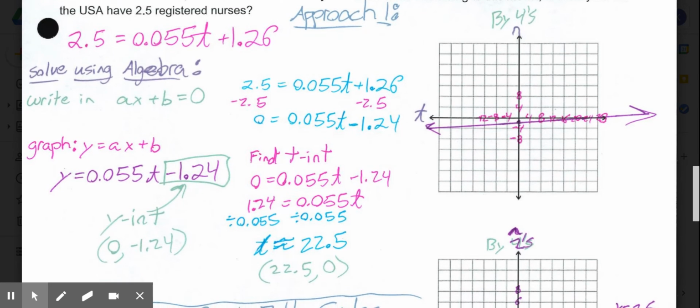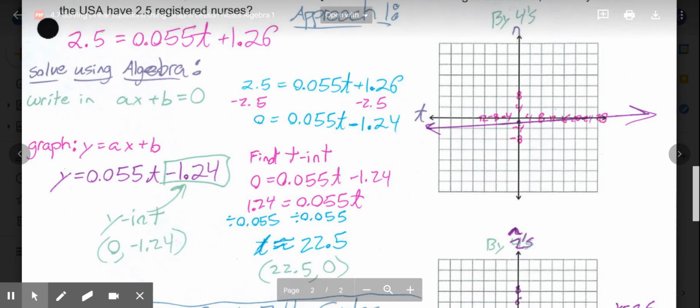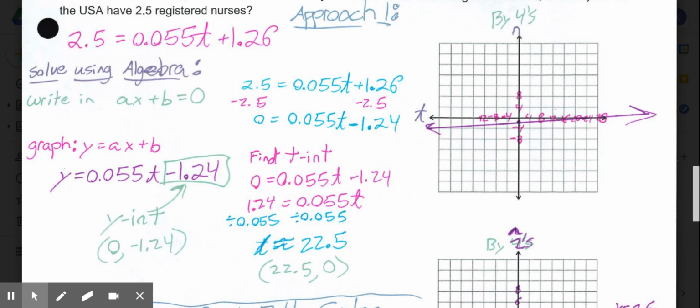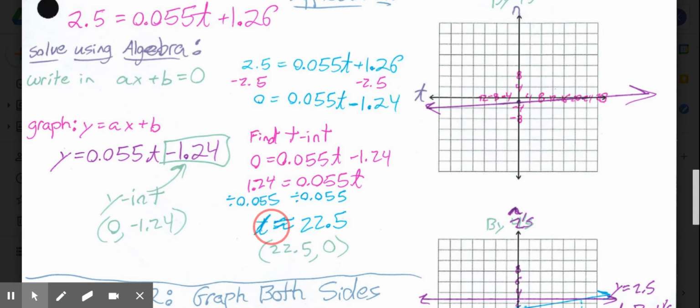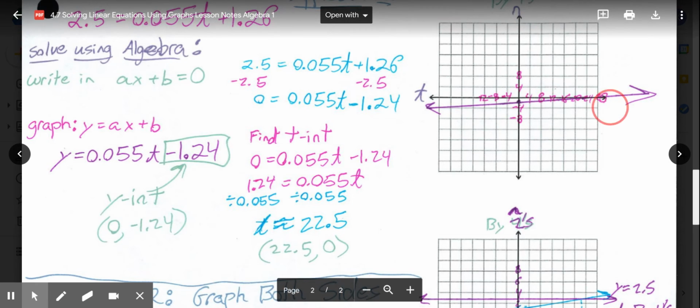Now we can use that to find t. So I'm going to find the t-intercept, or find out what t is. Same thing we would do for x, we just have t this time. So 0 equals 0.055t minus 1.24. Add the 1.24, so 1.24 equals 0.055 times t. Divide by the 0.055, and we get t equal to approximately 22.5. So that tells me I should be crossing the t-axis in this case, or x-axis, at 22.5.